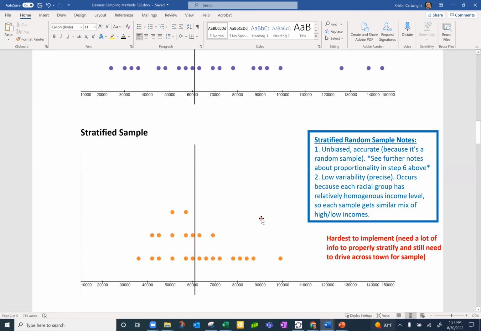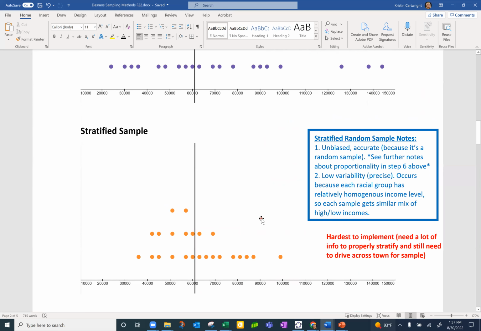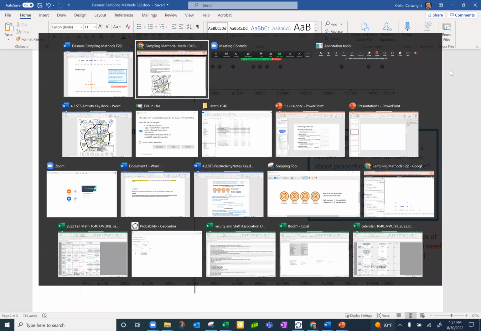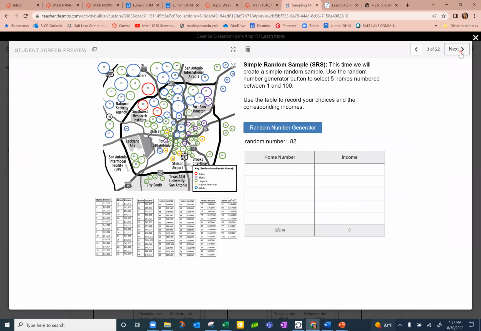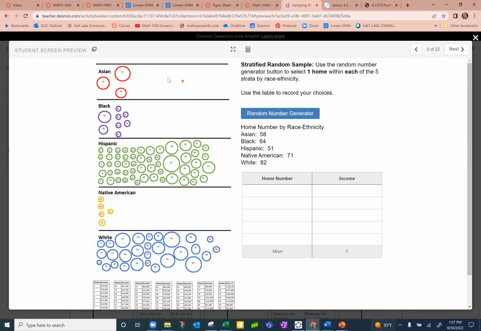The next one we did was stratified. And stratified is where you take some observational units from all the subgroups. So this is the one where we broke it down by race. In fact, I'll just go real quick to that slide. Right here. You can see we broke the circles down by race, and then we did a random number generator for each of the subgroups.